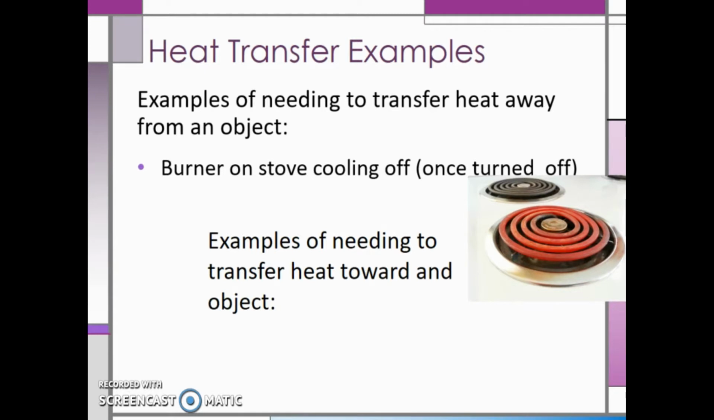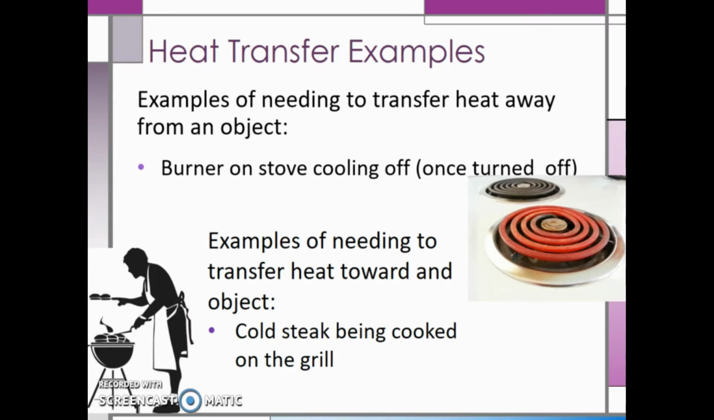An example of heat needing to transfer towards an object would be a cold steak or any other type of food that you need to cook on a grill. The heat from the flame is transferred to your cold steak or other food.